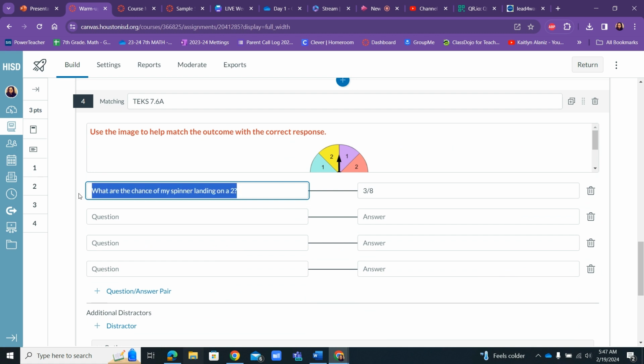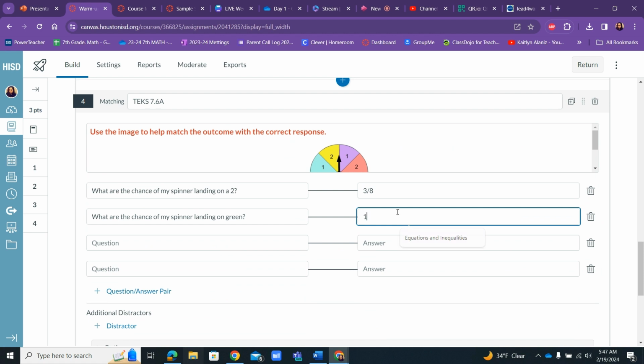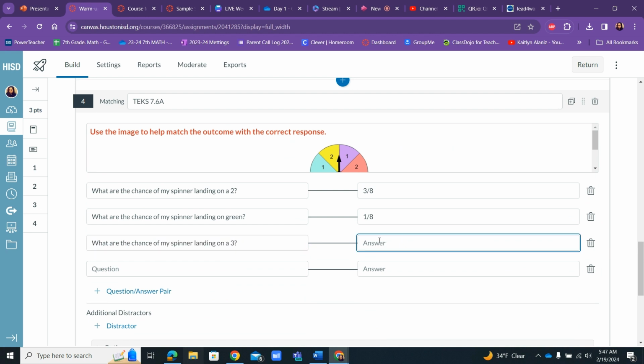Now I'm just going to copy this and paste it, and change this to just green. This should be that 1 out of 8, right? Now I can do the same thing, but this time with 3. And I know that I had 2 out of 8. Now, if you haven't taught your kids how to simplify their fractions, I recommend keeping it as a whole. I have taught my kids how to simplify fractions.